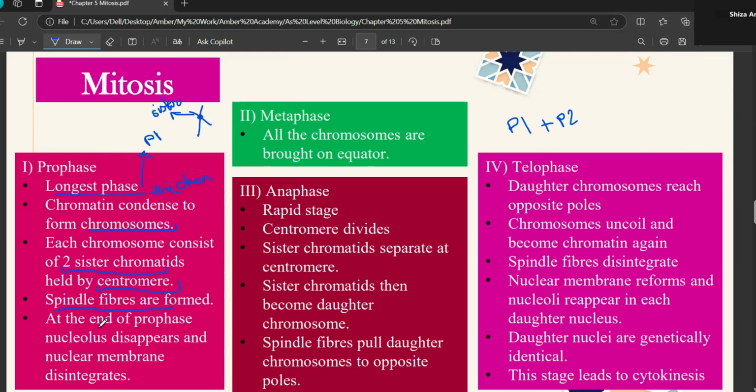And at the end of prophase, sometimes they give you this question: what happens in early prophase and what happens in late prophase.